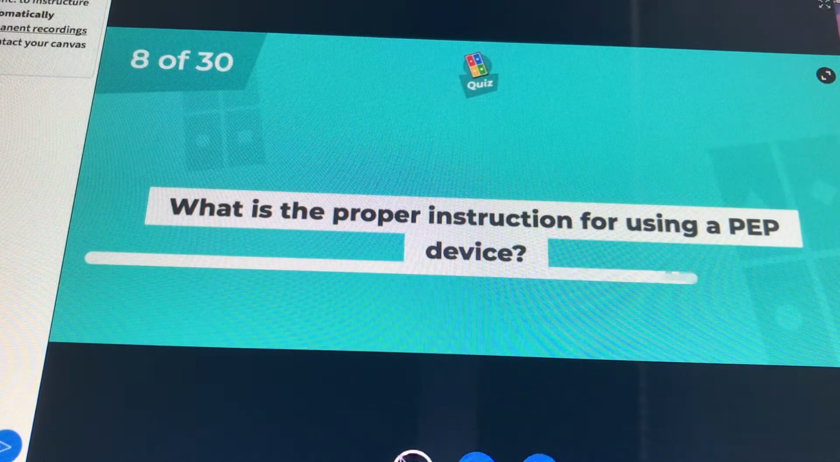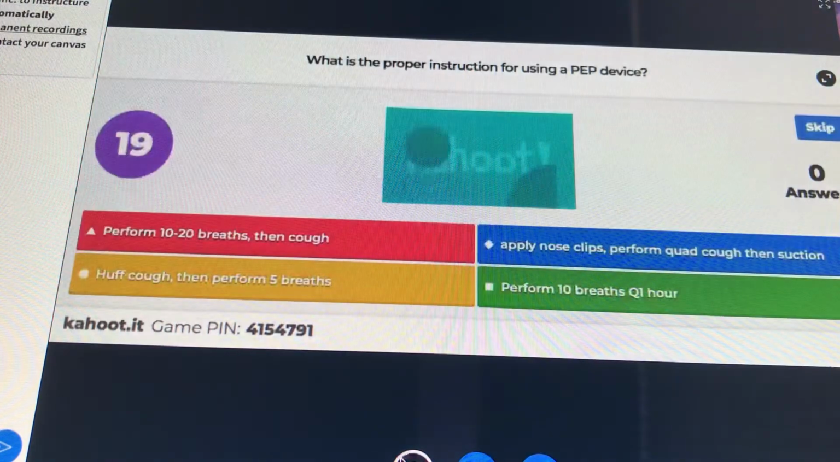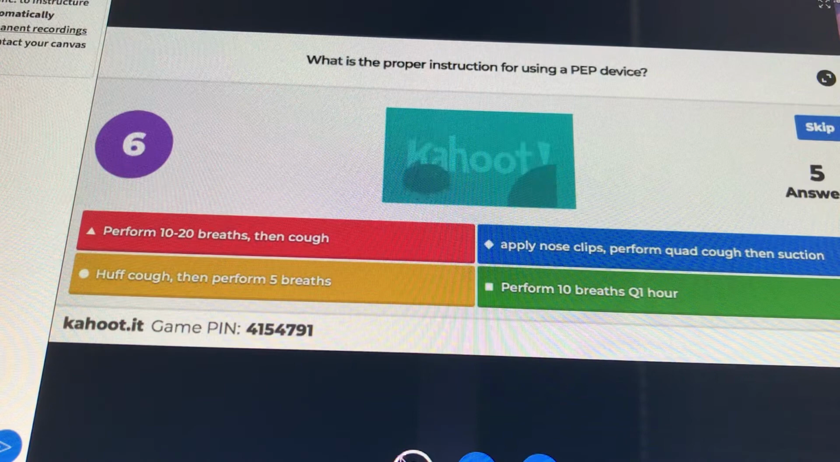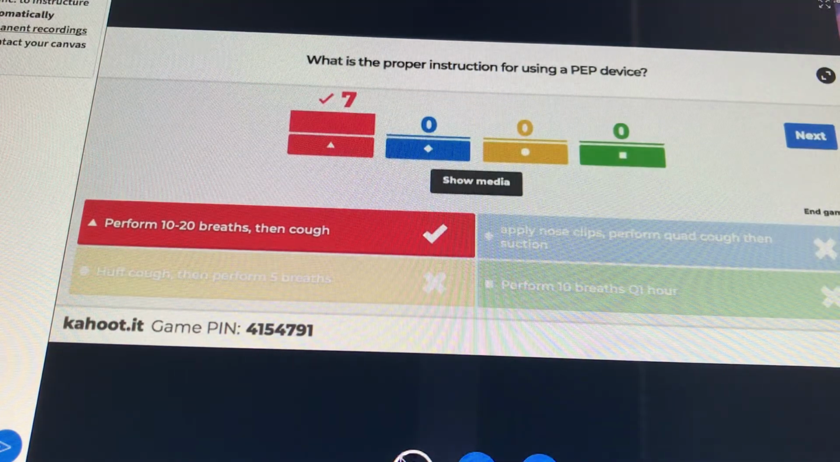And what is the proper instruction for using a PEP device? You want your patients to perform 10 to 20 breaths, then cough, and then they can resume. Good.